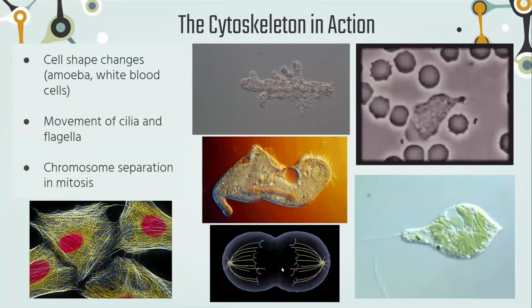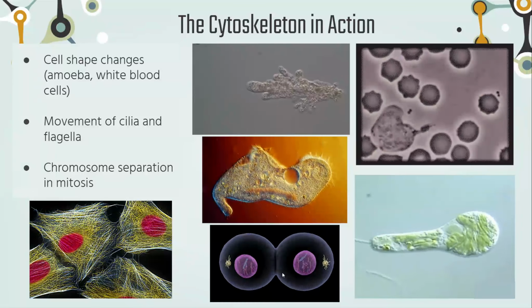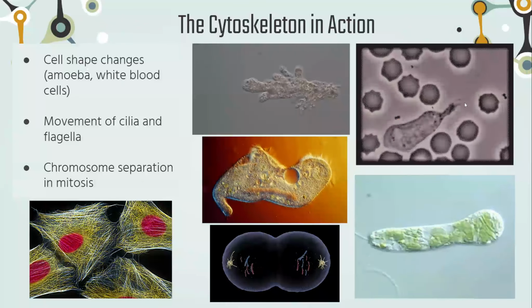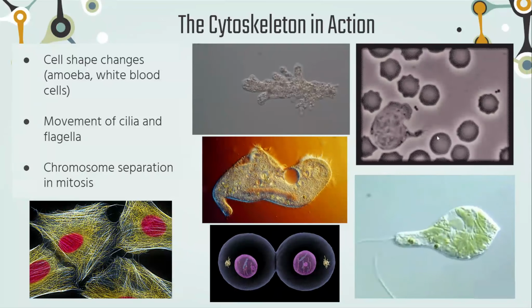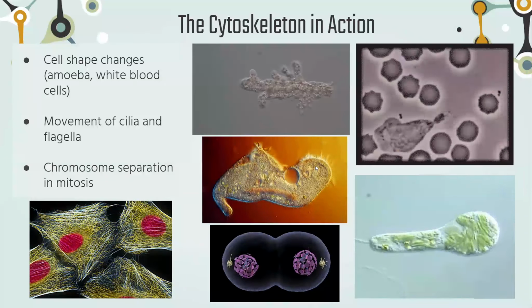When a cell is splitting into two, the spindle fibers that are splitting the chromosomes are made up of the cytoskeleton. So the cytoskeleton is beneficial for so many things, such as cell shape and cell structure, and even movement within the cell in multiple different organisms.